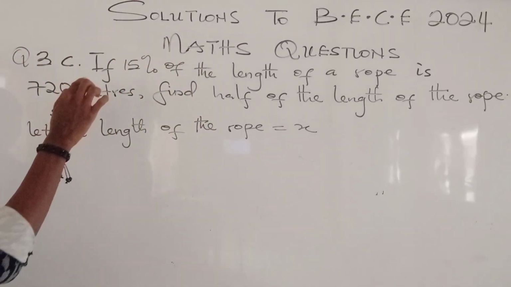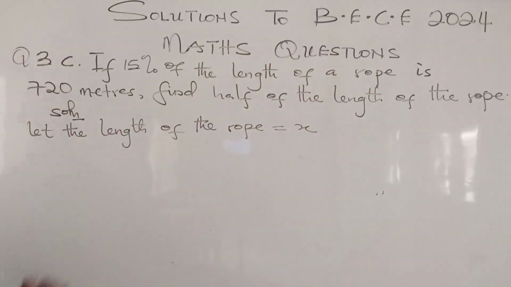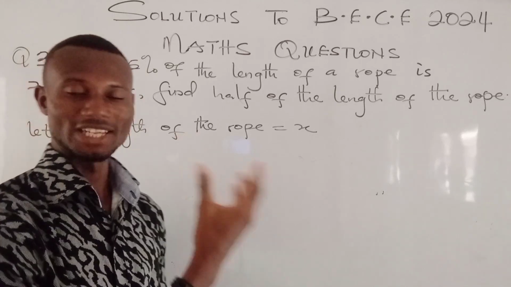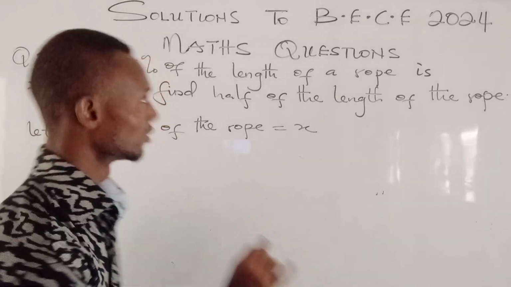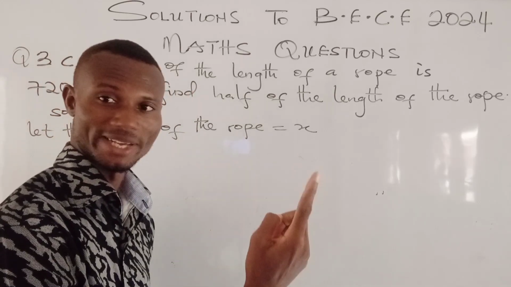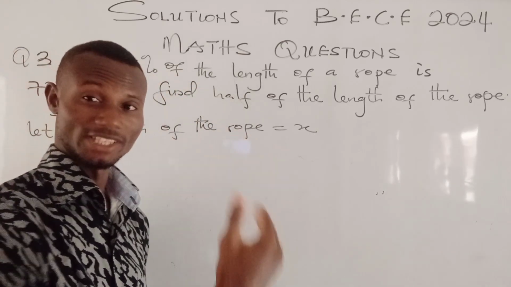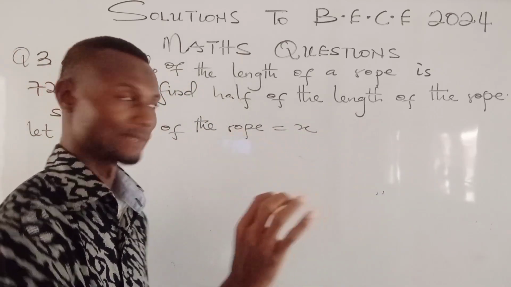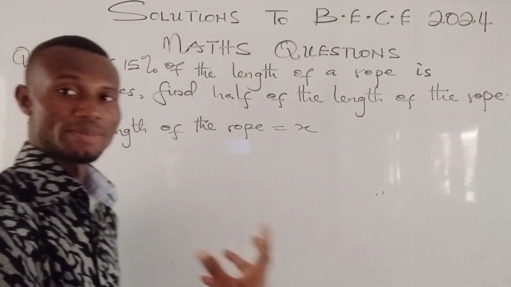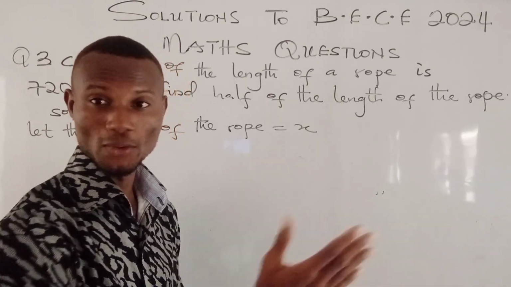It says that if 15% of the length of a rope is 720 meters. Now, the word "of" in mathematics means multiplication. So if 15% of here means multiplication, again, 15% of in mathematics means multiplication. So keep that in mind. Of the length of a rope is 720 meters. Again, "is" in mathematics means equal to. I hope you understand.